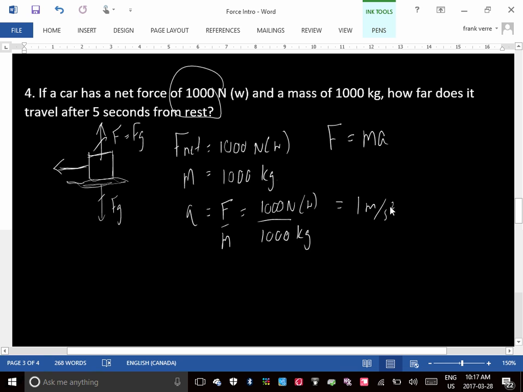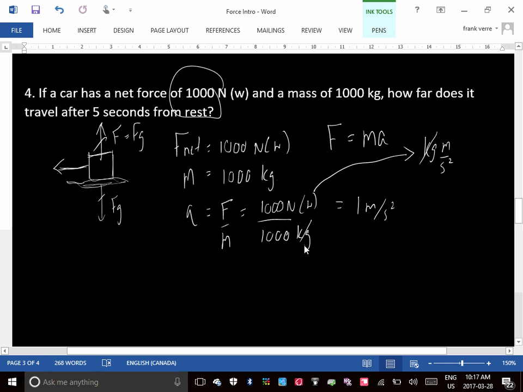Now the unit is meters per second squared, because remember what a newton is. A newton is a kilogram meter per second squared. So you have a newton, which represents a kilogram meter per second squared. So you can see that the kilograms would cancel out, and you're left with the unit for acceleration.